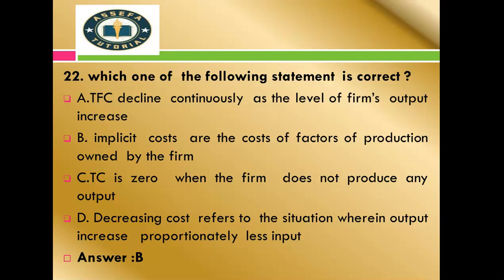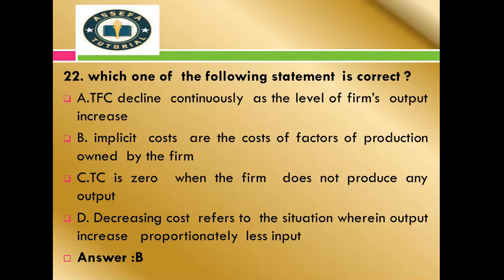OK, let's start. Question number 22. I think up to 21, the last section, we worked on in the previous video. Question number 22: which one of the following statements is correct? A, total fixed cost declines continuously as the level of the firm's output increases. B, implicit costs are costs of factors of production owned by the firm. C, total cost is zero when the firm does not produce any output. D, decreasing cost refers to a situation where output increases proportionally less than input. Therefore, total fixed cost cannot decline.